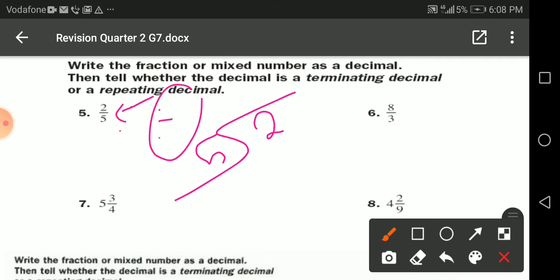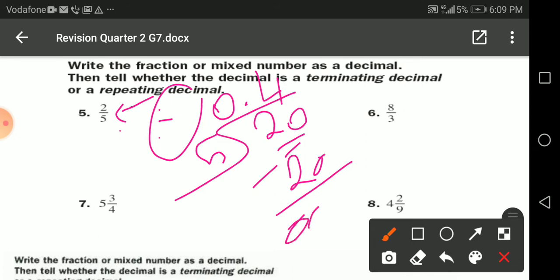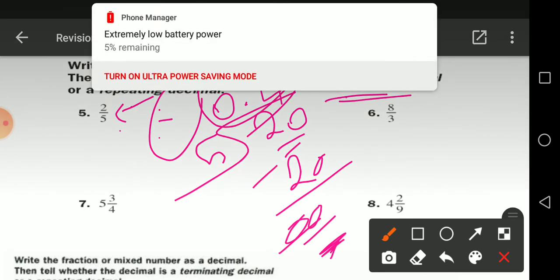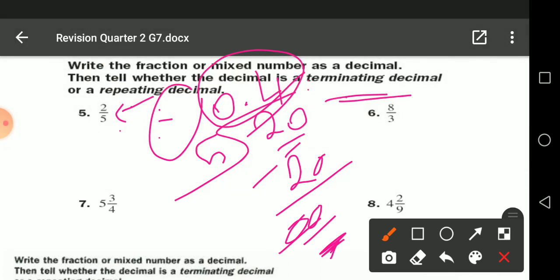2 divided by 5, it can't be, so I will put here 0 point and add the 0. 20 divided by 5 gives me 4. 4 times 5 is 20, and the remainder will be 0. So this is a terminating decimal. Terminating means it doesn't repeat, it has an end.